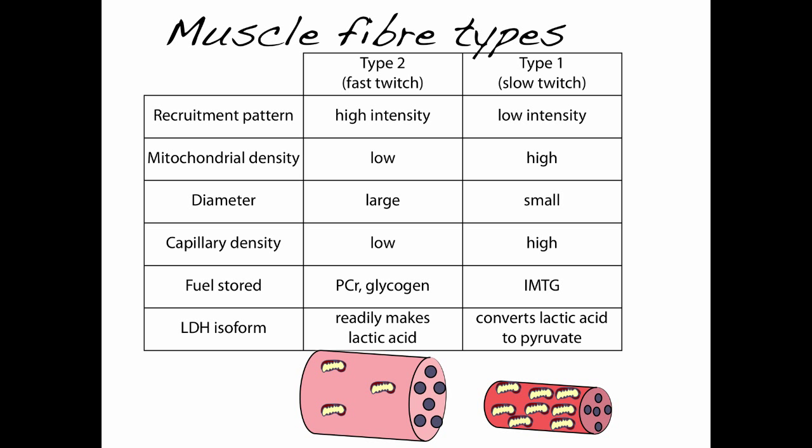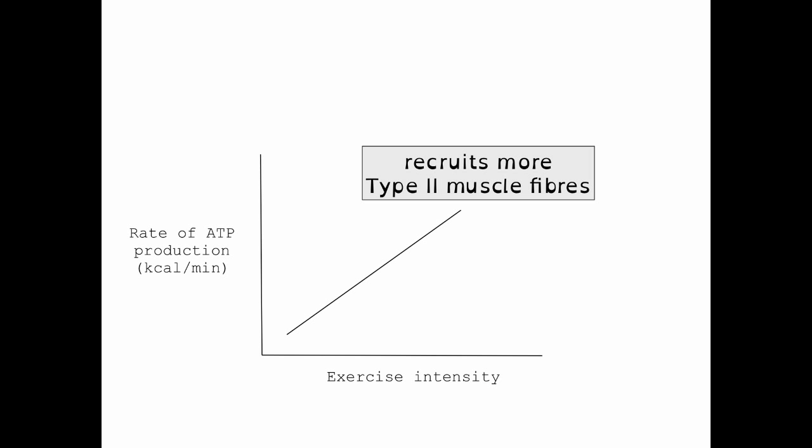And finally, there's a difference in the lactate dehydrogenase isoform. In the type 2 muscle fibers, there's a form of lactate dehydrogenase that readily makes lactic acid, whereas in the type 1 muscle fiber, it more readily converts lactic acid back to pyruvate. So let's go through each of these in detail. As exercise intensity increases, there's going to be a greater recruitment of type 2 muscle fibers.